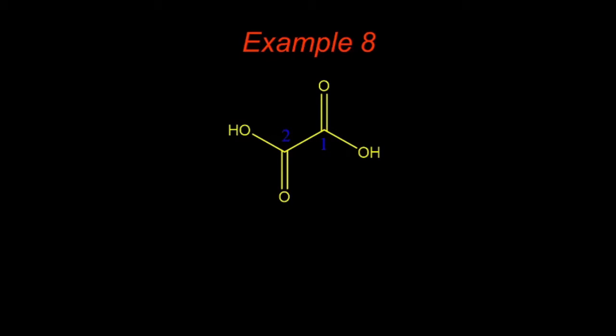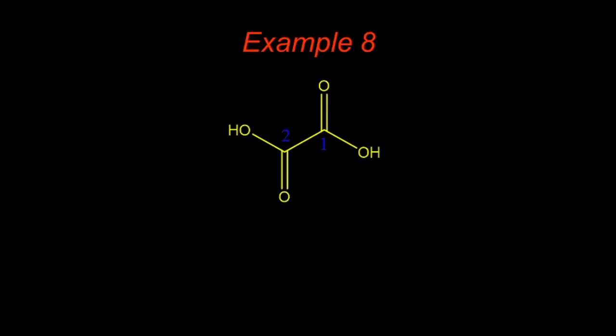And to name a dicarboxylic acid, we add the suffix dioic acid to the name of the parent alkane that contains both carboxyl groups. The numbers of the carboxyl carbons in the name are not indicated because they can be only at the ends of the parent chain.